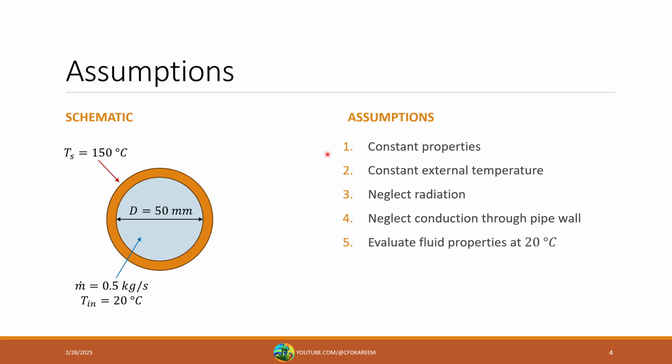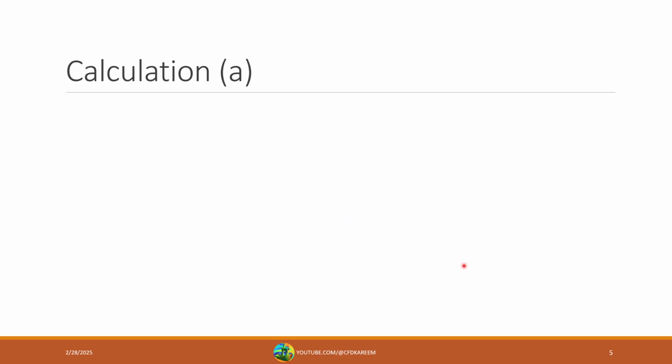Some assumptions we're going to make: we're going to assume that the material properties are constant as the oil changes temperature. We're going to assume that the temperature of 150 degrees C is fixed across the entire tube. We're going to neglect radiation from the tube, and we're also going to neglect conduction through the pipe wall. So we're going to assume that the inner surface maintains that 150 degrees C. And we're also going to evaluate all of our fluid properties at the inlet temperature of 20 degrees Celsius.